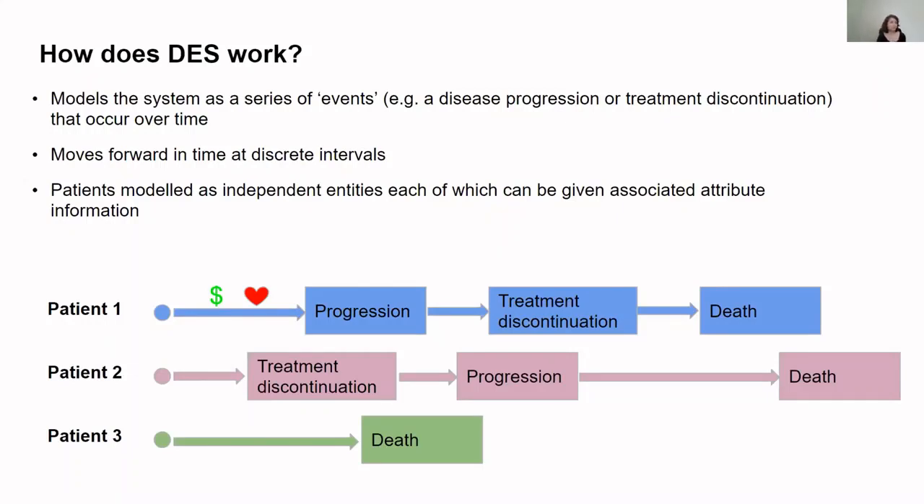This is a patient-level simulation, so patients are modeled independently, and they can also be given their own baseline characteristics, which then may impact the disease progression or the pathway through the disease. And so we have a little schematic here. This is just a hypothetical example of 3 patients that may have different experiences in going through the disease. And we can see that discrete event simulation can model these different pathways individually for each of the patients.